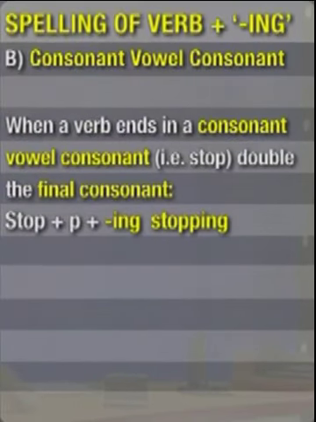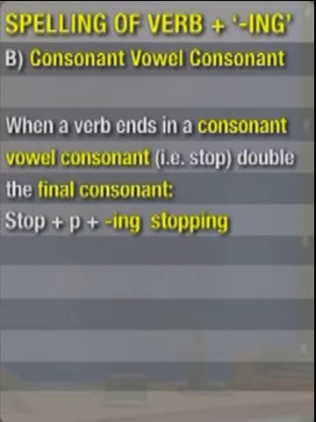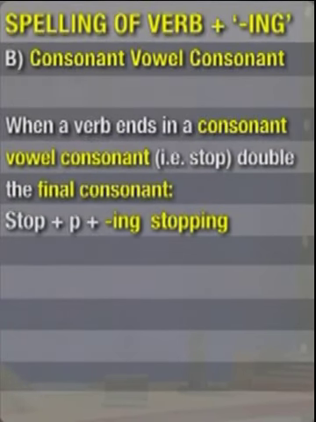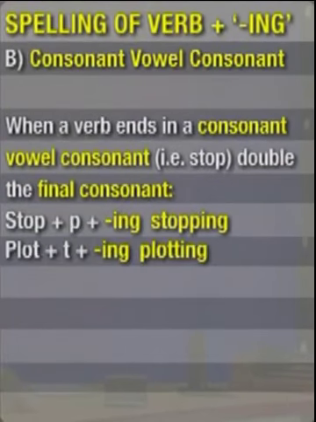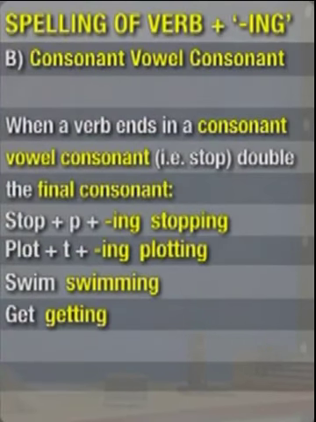Now notice that in English pronunciation, when there is a double consonant, we don't hear it in the pronunciation. So for example, we don't say stopping or swimming, okay, not like other languages. So the pronunciation stays the same, but we double the consonant. Examples are stop, stopping, plot, plotting, swim, swimming, get, getting. All right, so those are the different ways of spelling the present continuous tense verbs.